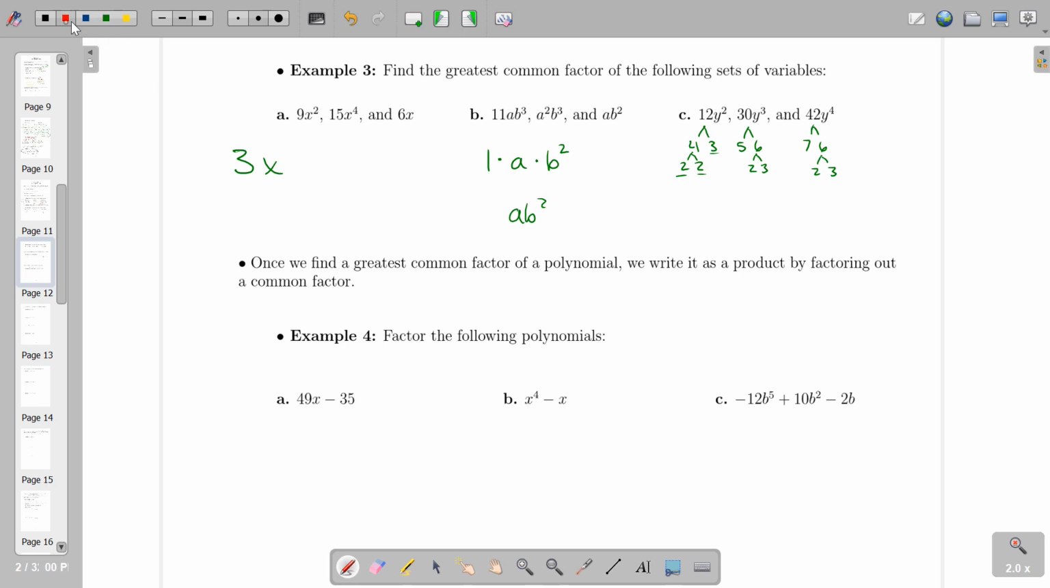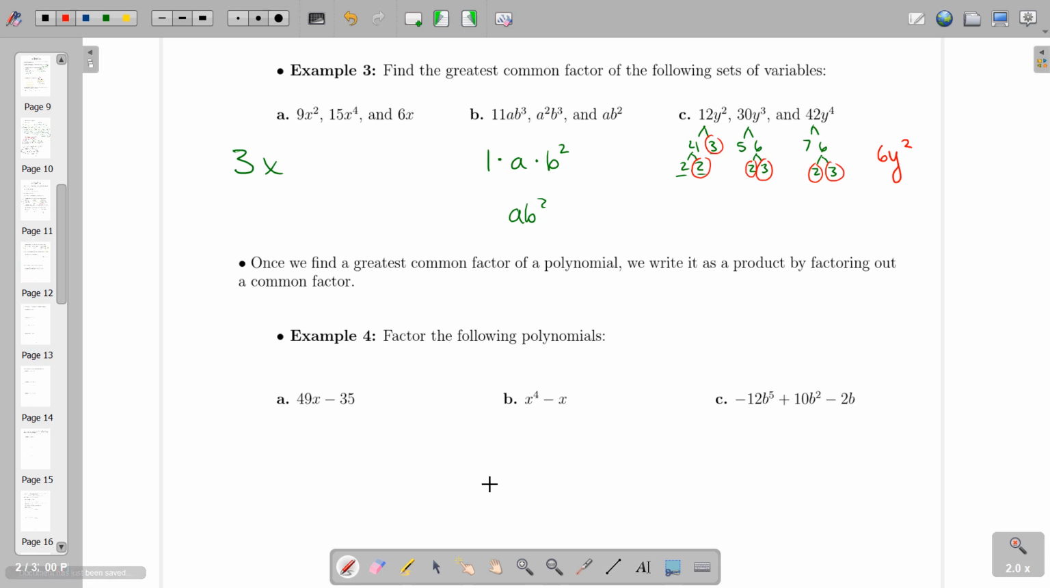And I'm just identifying what do they all share. They all share a 2, and they all share a 3. So that means 6 is the numerical GCF of all those, and then the lowest power is y squared.